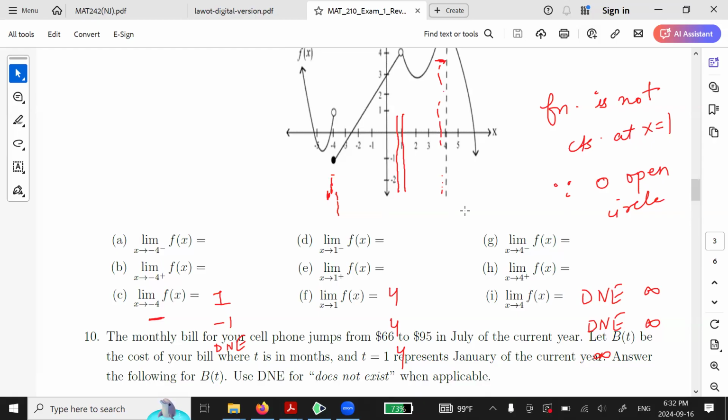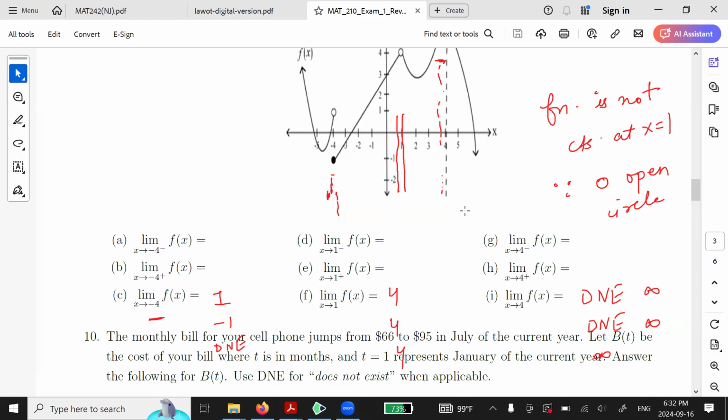Limit is different than continuity. The value of the function is not 4. So f of 1 is not 4. Hence, the function is not continuous, but limit exists. Yes. We're going to get a question on the exam. Expect a question like this on exam with a graph and everything.